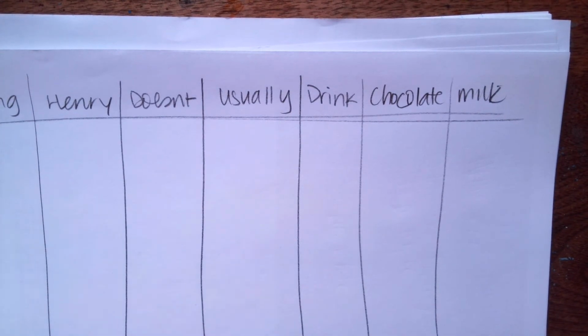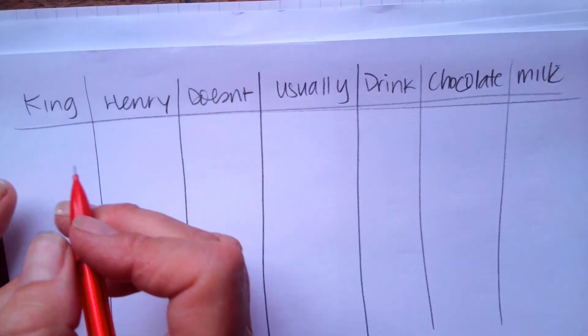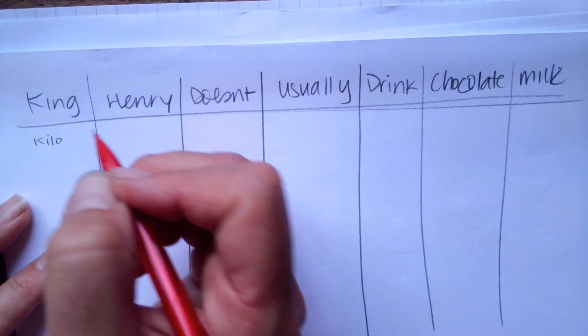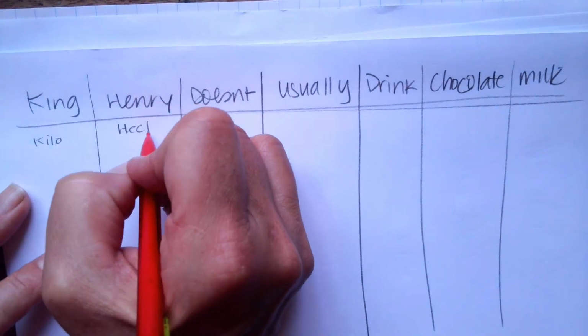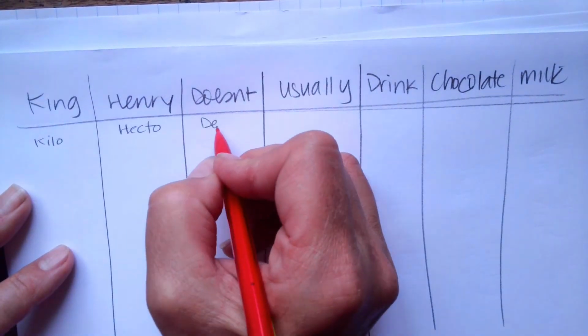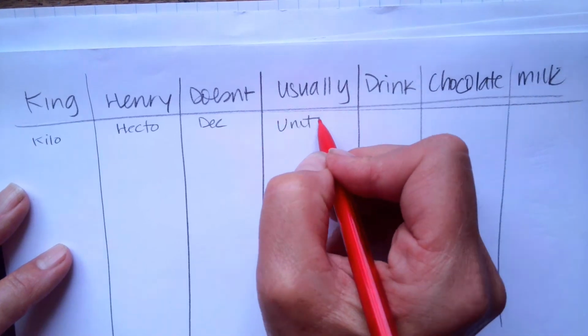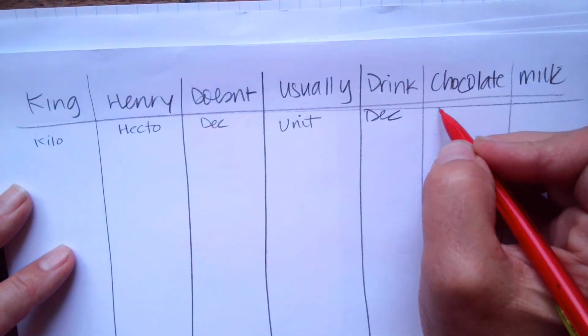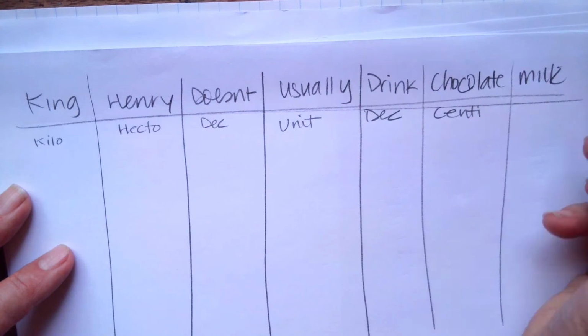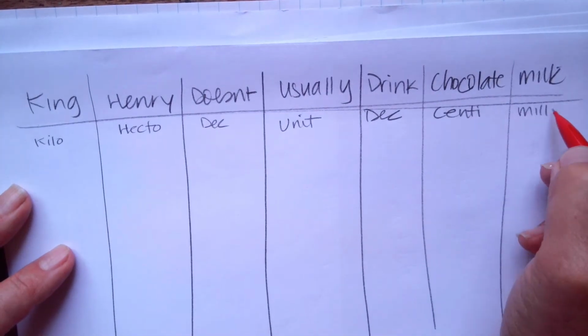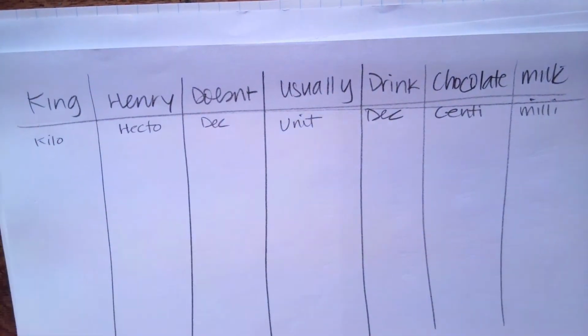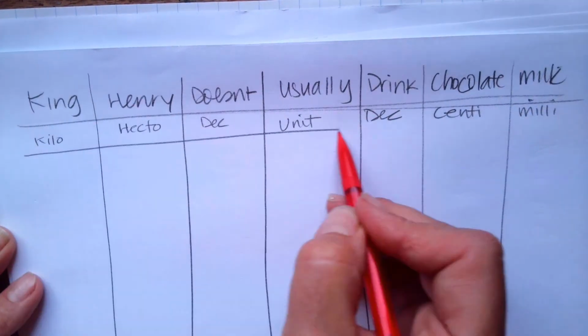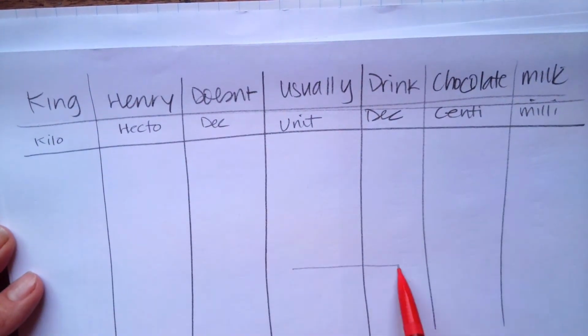So King stands for kilo, like a kilogram or a kiloliter. H stands for hecto. This is dec, unit, dec, cent, T, and milli. Okay, so we are moving either this way from one unit to the other, or we're moving this way.